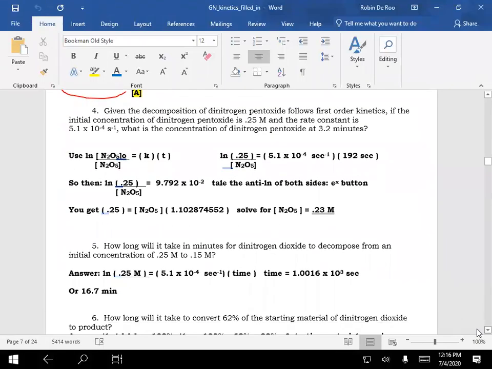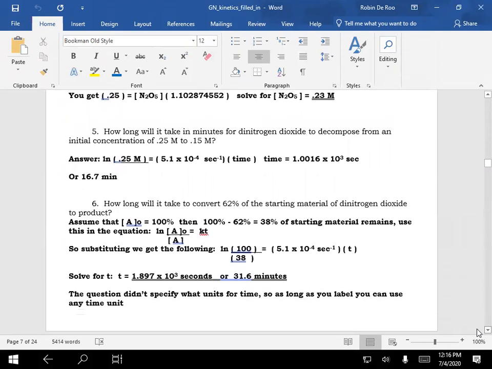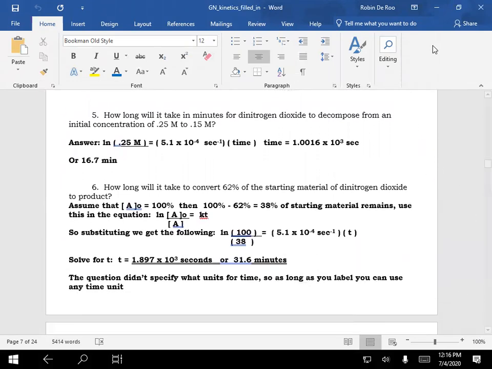Okay, so we could also be asked, how long would it take in minutes for the dinitrogen pentoxide to decompose from an initial concentration of 0.25 molar to 0.15 molar? So again, we're going to use our integrated rate law equation, and I'm going to solve for the time. Looks like I left something off here.